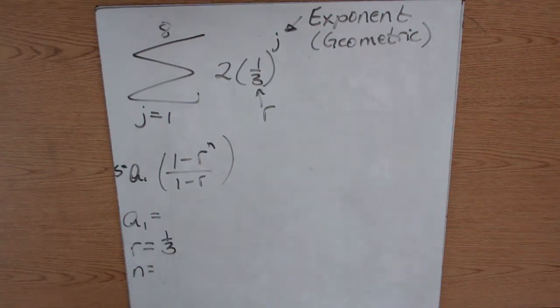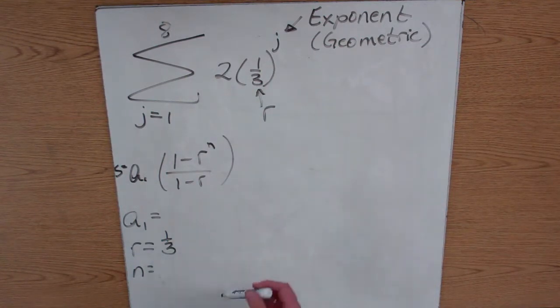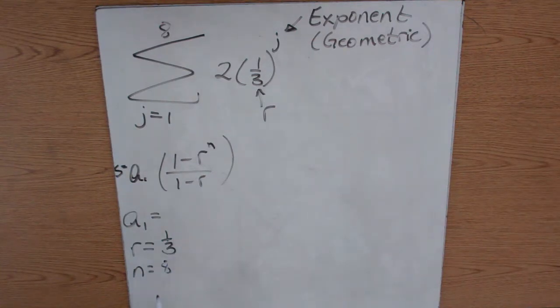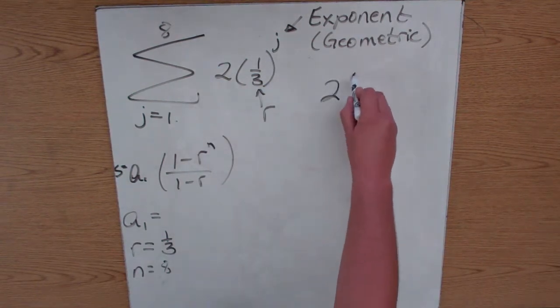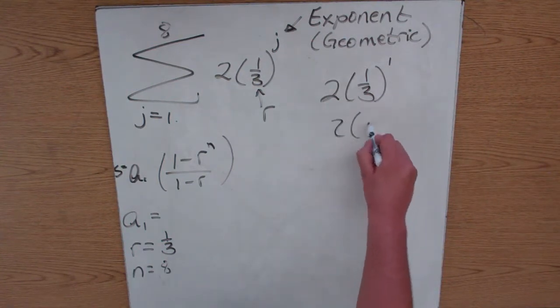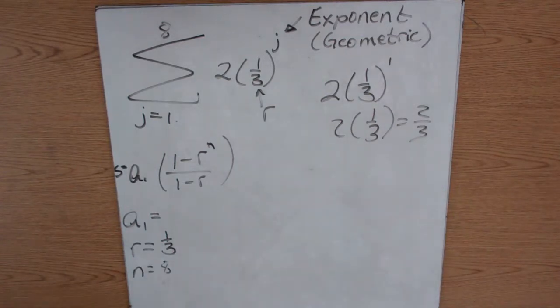Our number of terms. You find your number of terms the same way you did for an arithmetic series. Top term minus the bottom term, add 1. Or if this starts with 1, you take the top number. Number of terms is 8. Now, we have to find A1, so put 1 in for j. So it's going to be 2 times 1/3 raised to the first, well, that's just 2 times 1/3, which is 2/3. So our first term is 2/3.